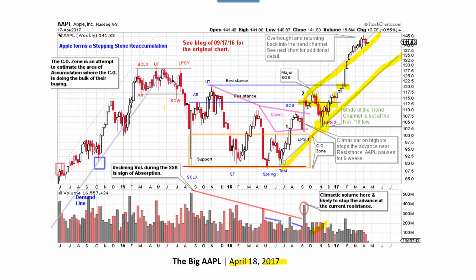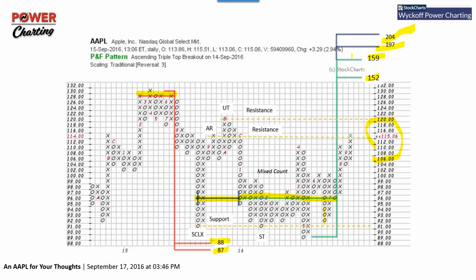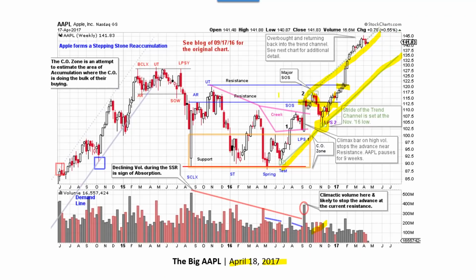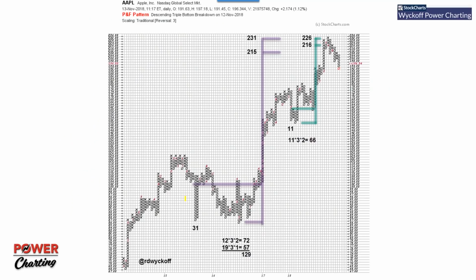Well, we said that this count could grow larger. The count that we had here went 197, 204. Well, what if this count could be made bigger? And in fact, it was. This next higher low that went to LPS2, we decide to count that, which expands our count.